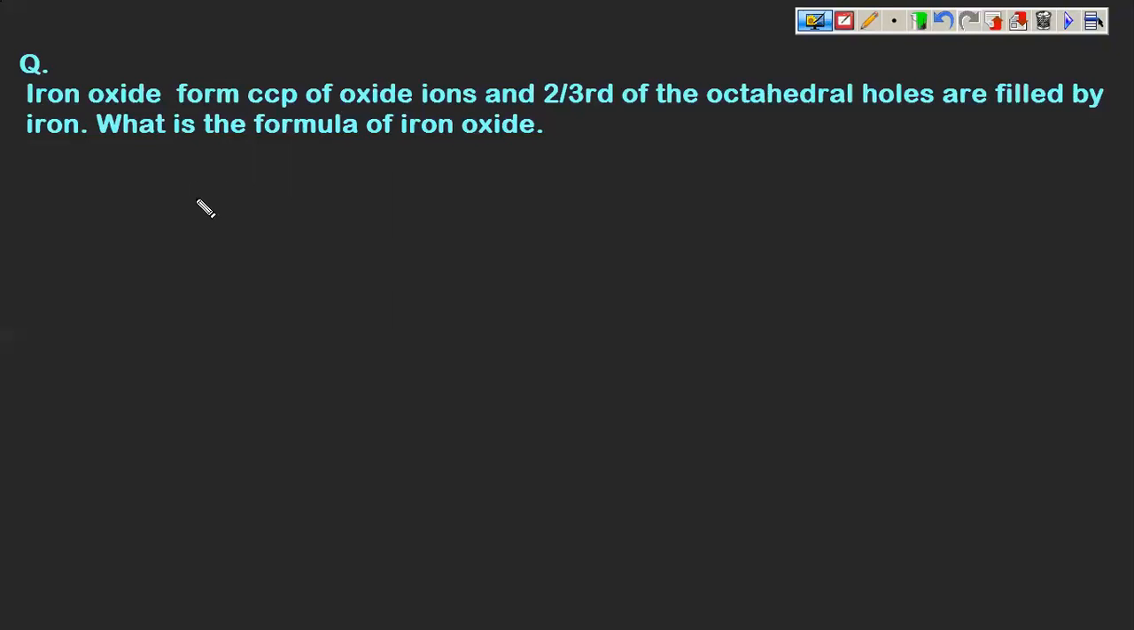Suppose the number of oxide ions is equal to 1. We have to assume which particle forms the hexagonal or cubical close packed array. Here the cubical close packed array is formed by oxide ions. So we have assumed that as 1.